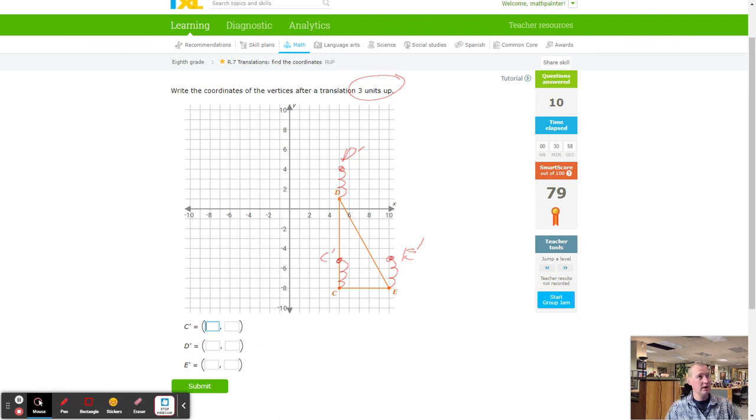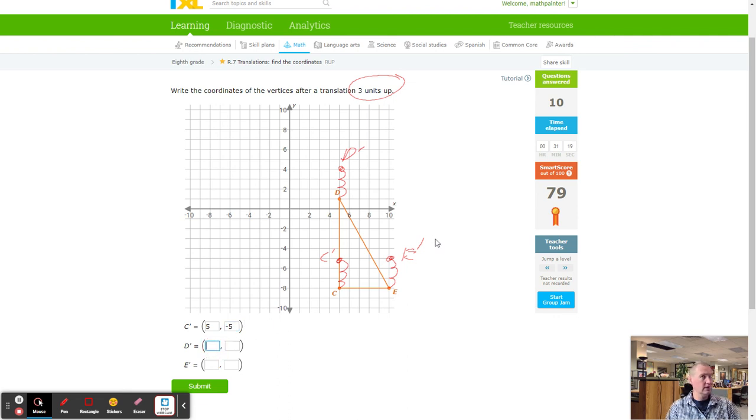C prime, how do you get there? C prime was 5 to the right. Notice C, we're between the 4 and the 6. So 5 to the right. And down 5. So C, that's 5, 5. Again, to the right 5, down 5. Oh, because I went down 5. Down means negative.